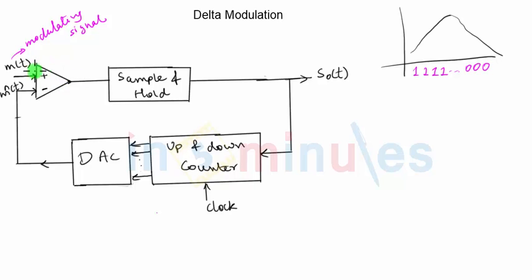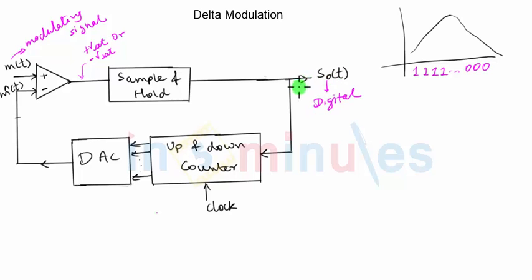We know that when it acts as a comparator, the op-amp will generate any of the two output levels, plus Vsat or minus Vsat. Plus Vsat will be taken as logic 1, minus Vsat will be taken as logic 0, and that's how my output signal will be digital in nature.